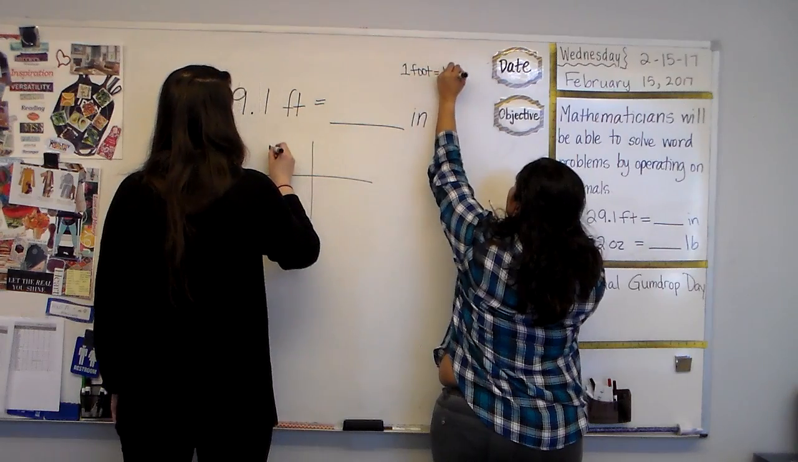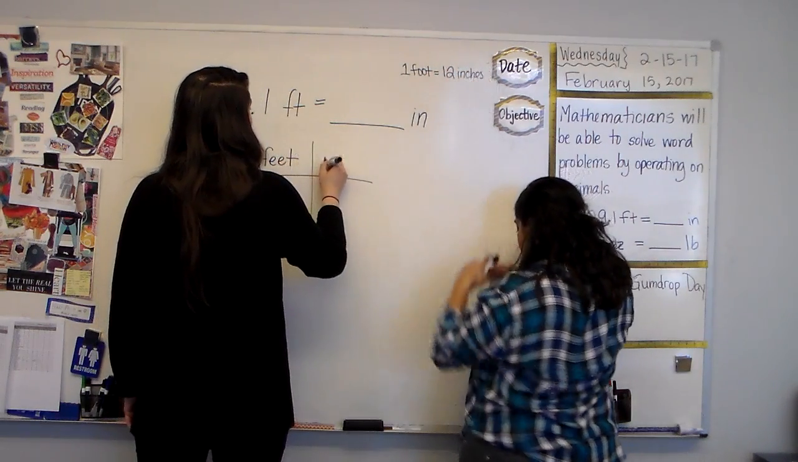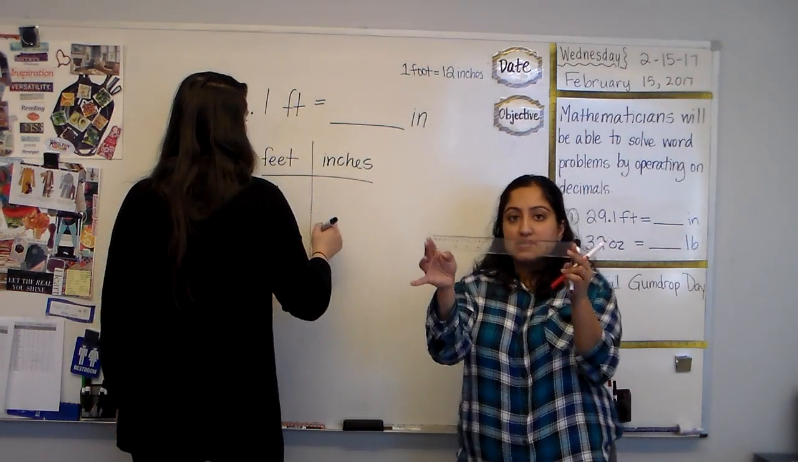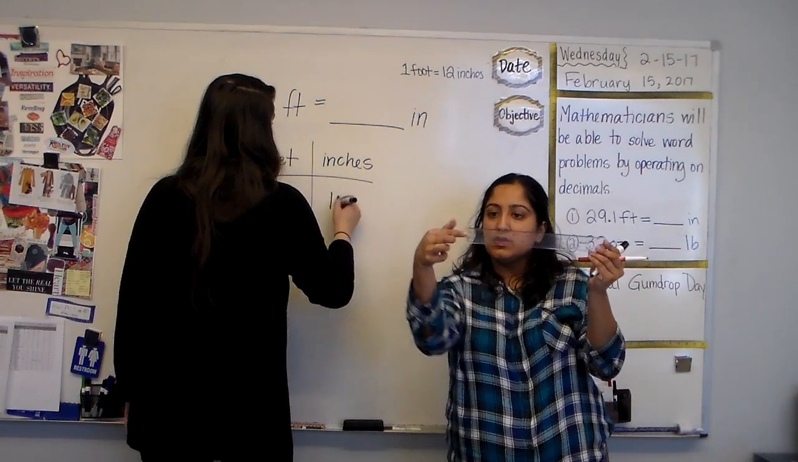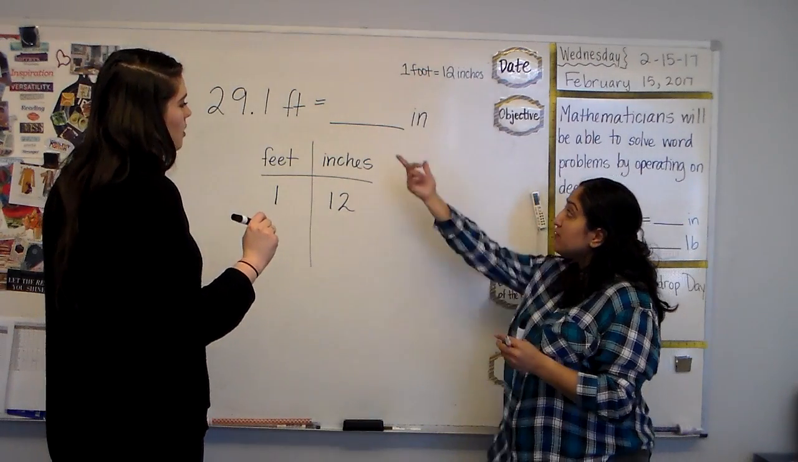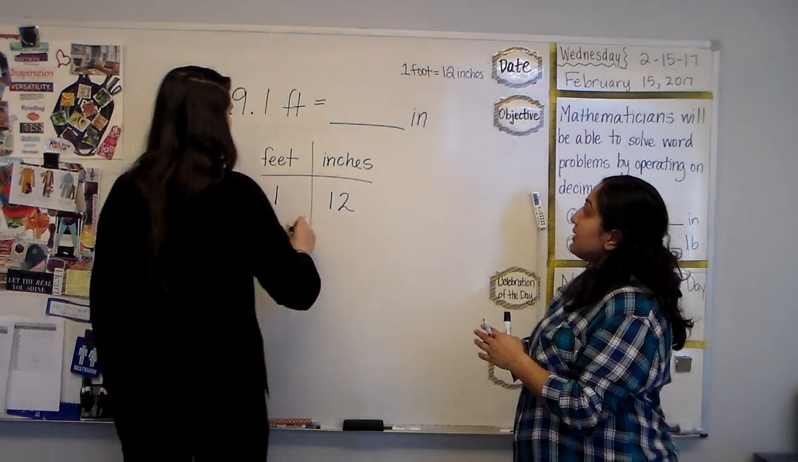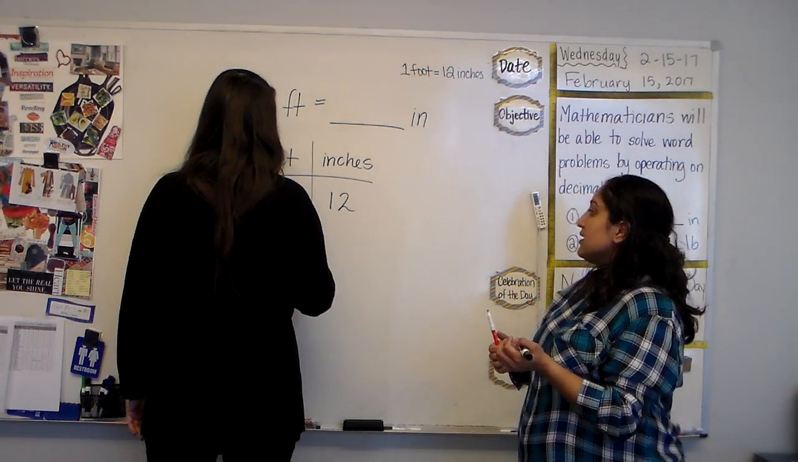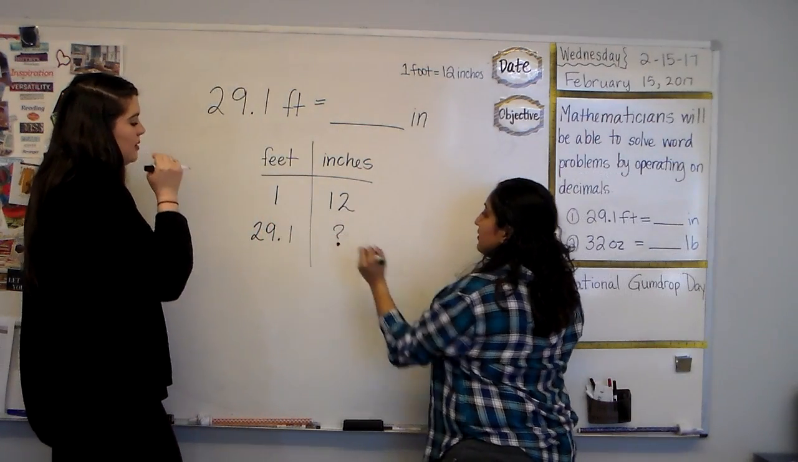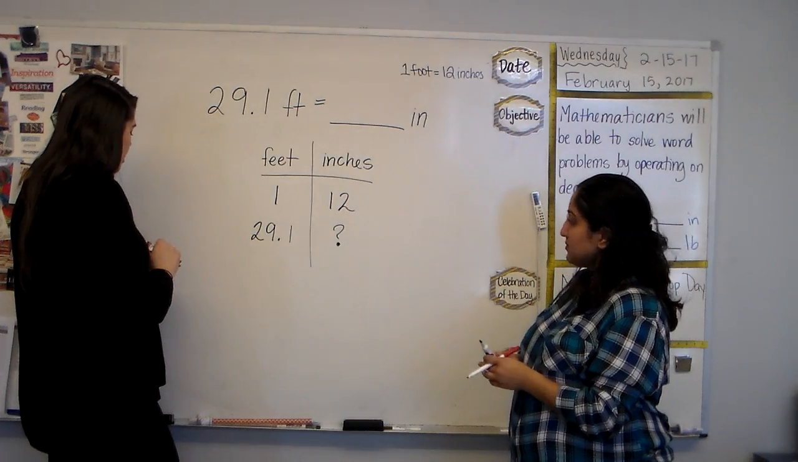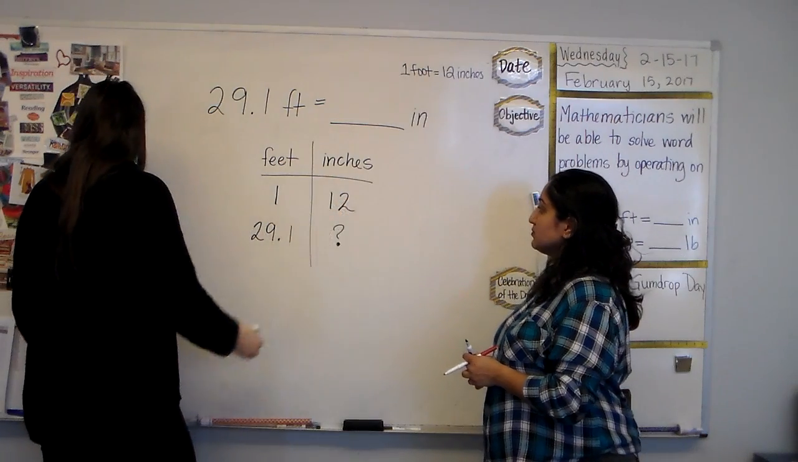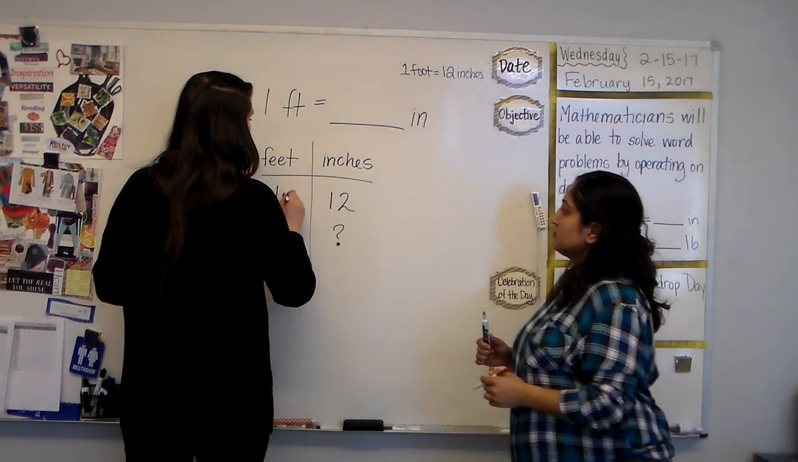Again, I'm putting feet on the left because feet here are our larger unit. And if you're not sure, take a look at a ruler. This is 1 foot, and this is 1 inch. Foot is larger than 1 inch. And now we can put in the information we are given. 29 1/10, does that represent your feet or inches? It represents feet. And we're trying to find out inches. This time I noticed that our unknown is on the right-hand side. This must mean we're going to be moving from left to right.